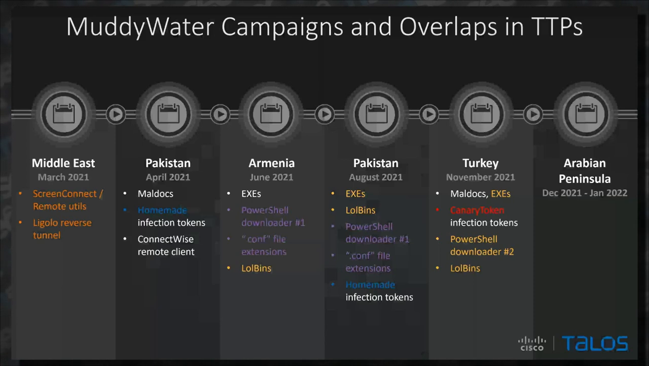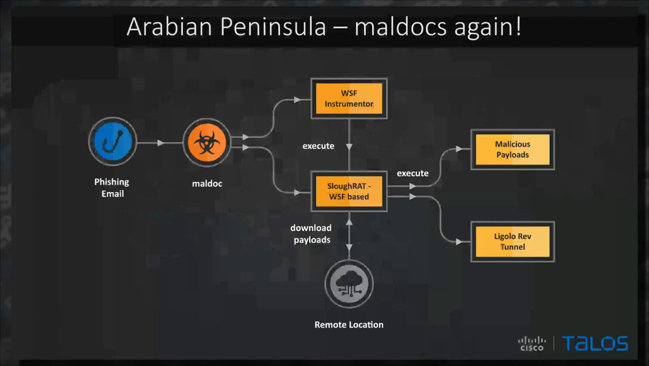MuddyWater, most of them use PowerShell-based downloaders in one form or the other to establish an initial foothold on the infected endpoints. However, there was a new campaign in December 2021 that made its way well into 2022 that targeted a multitude of countries in the Arabian Peninsula. This is the infection chain: a phishing email would arrive in the victim's inbox with the maldoc. The malicious document would be opened. It consisted of a malicious VBA macro that would instrument the next stages of the infection chain.